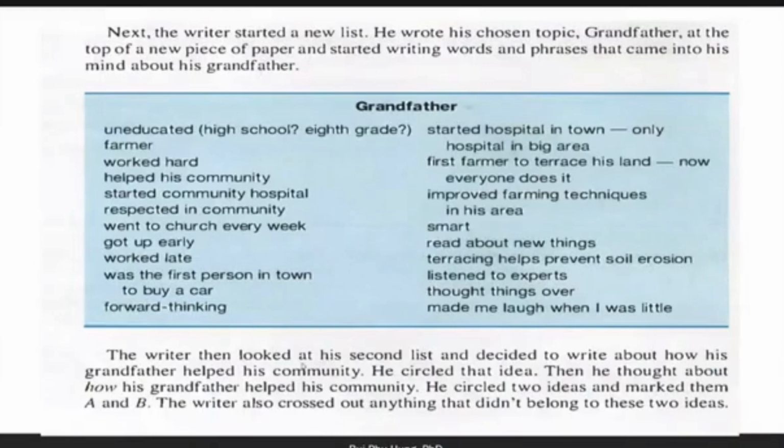Đó là cái quy trình chúng ta viết là như vậy. The writer then looked at his second list and decided to write about how his father helped his community. He circled that idea. Có thể thấy không nhỉ? Chỉ chọn lại những cái idea đó thôi. He circled 2 ideas and marked them A and B. The writer also crossed out anything that didn't belong to these 2 ideas. Sẽ bỏ đi những cái ý tưởng mà không có liên quan.